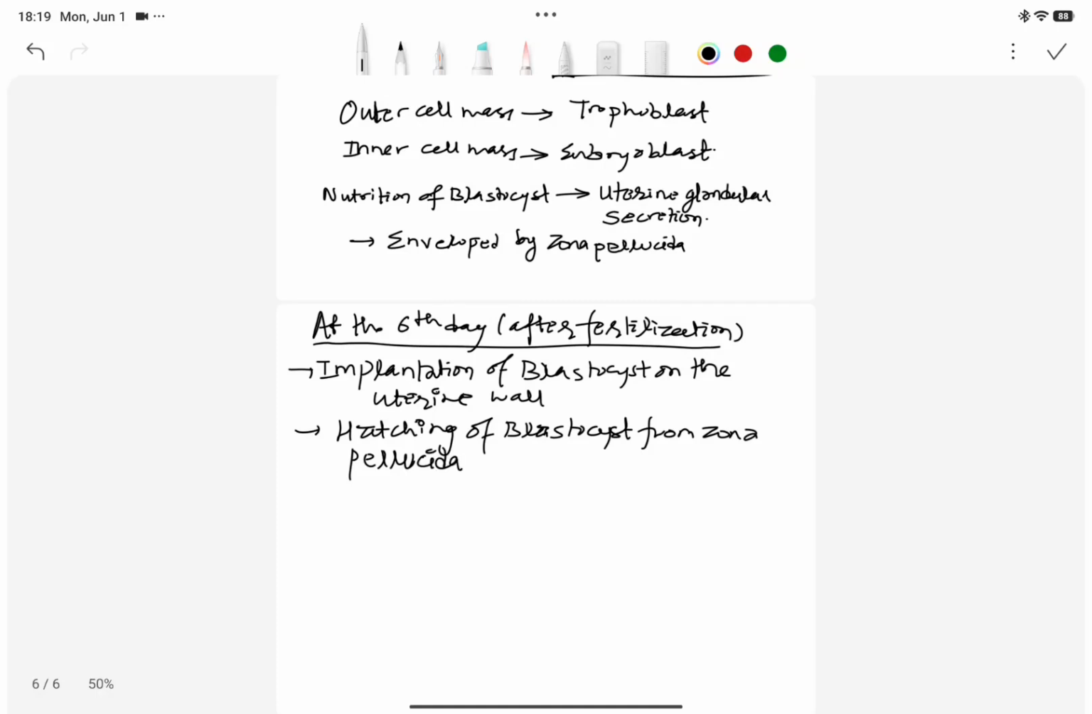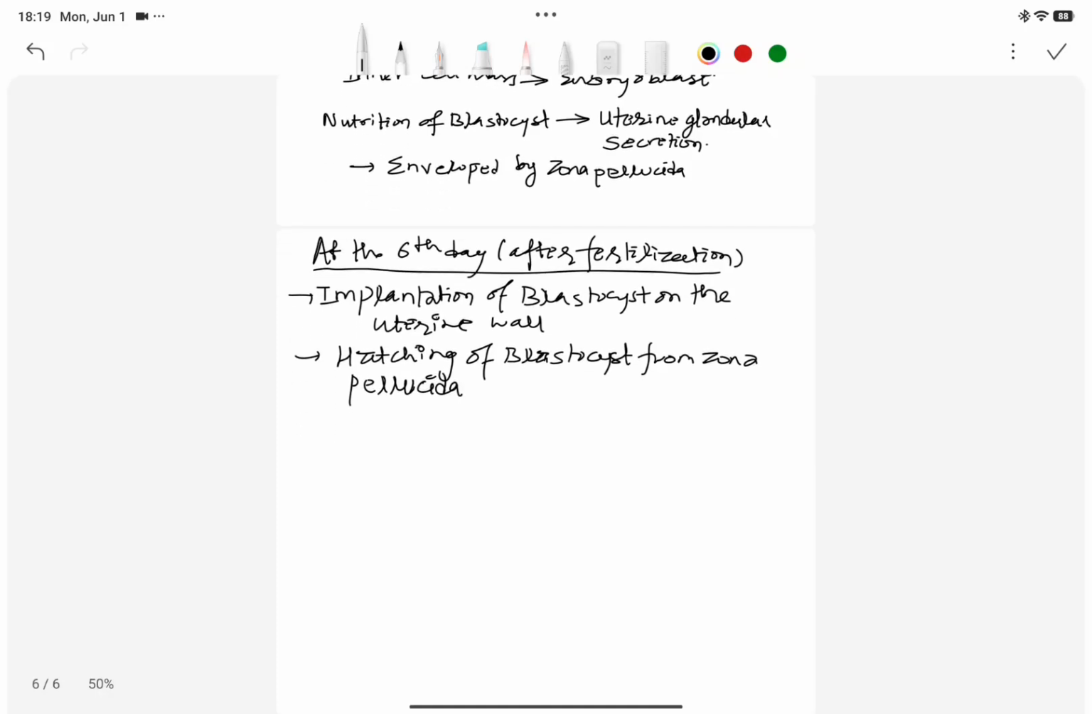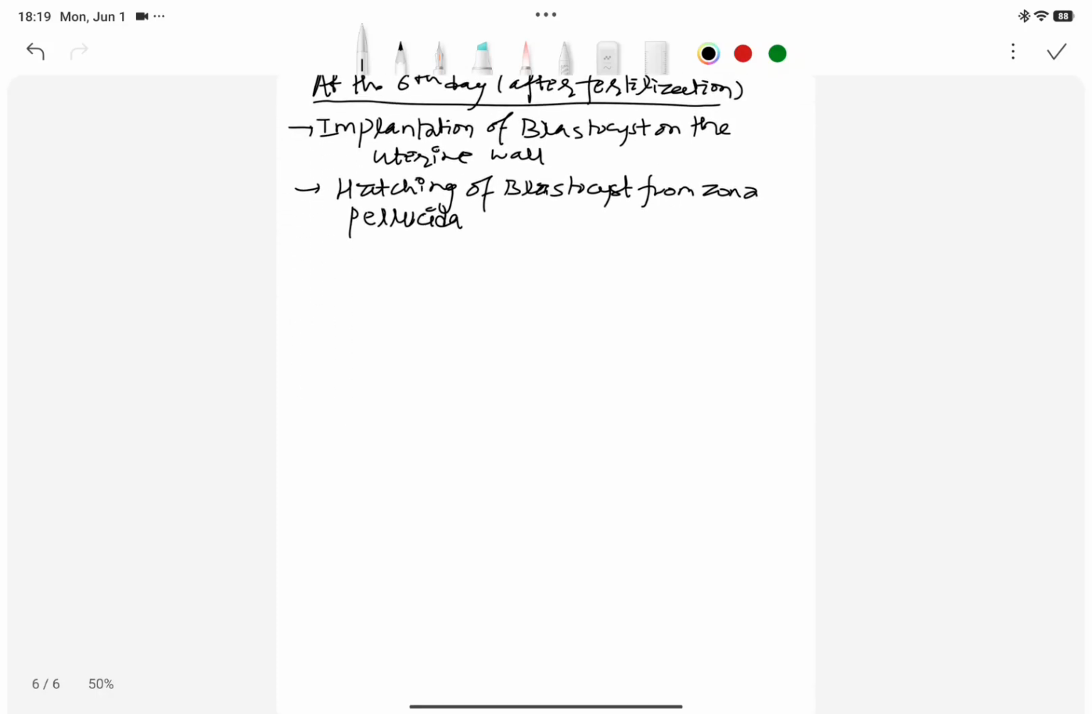Okay, this is the blastocyst. This is the structure of a typical blastocyst. This is the outer cell mass, and this is the inner cell mass. The outer cell mass is around the embryonic pole.